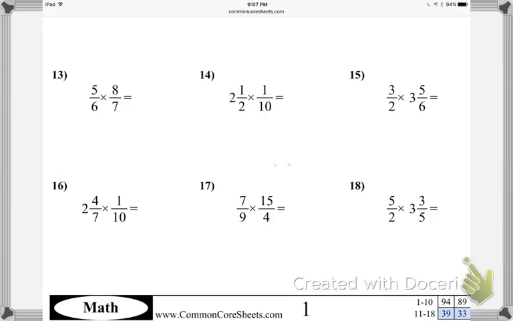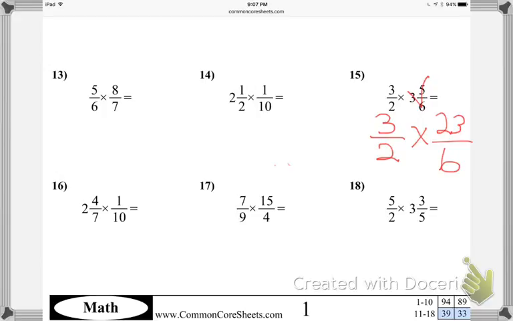Try another one. Number 15. 3 over 2 times 3 and 5/6. I'm going to go ahead and first take my mixed number and turn it to improper. This one stays the same. So 3 times 6 is 18, and 18 plus 5 is 23. My denominator stays the same.